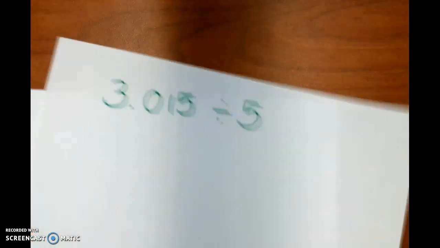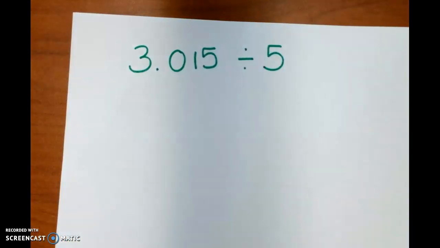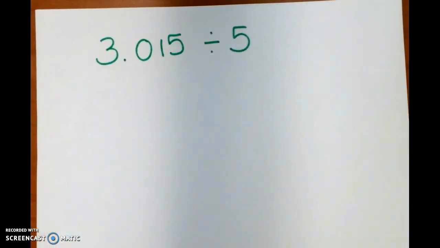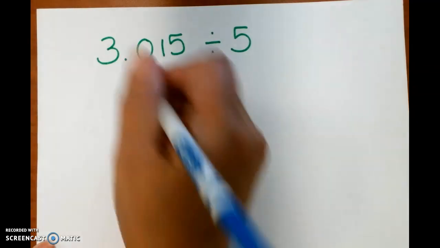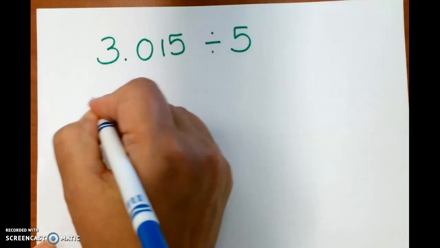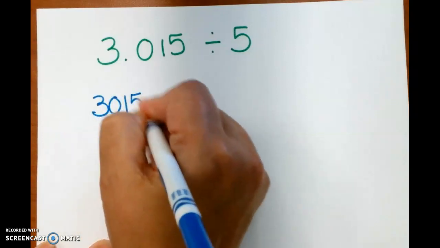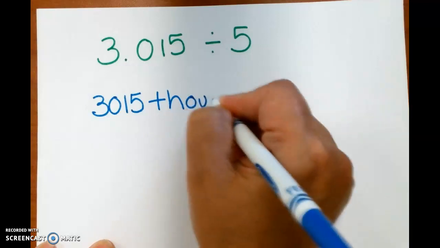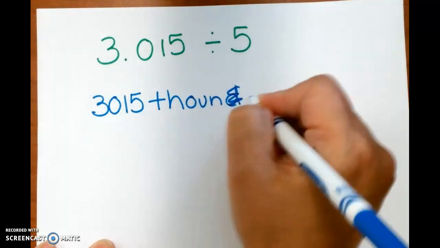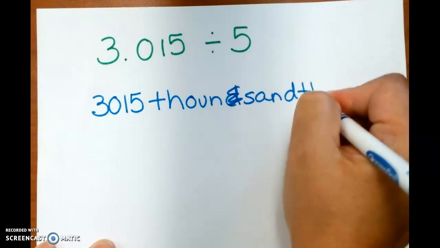Here we go. For the next one, I have 3 and 15/1000 divided by 5. Now, let's see how many different ways I can decompose this and see which one helps me divide the most. So, I could say I have 3,015/1000. Miss Walker. Thousandths.